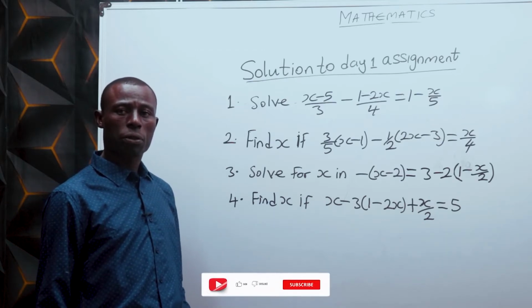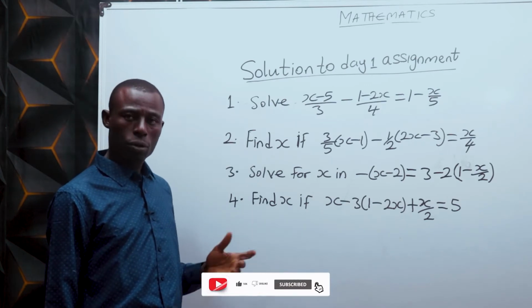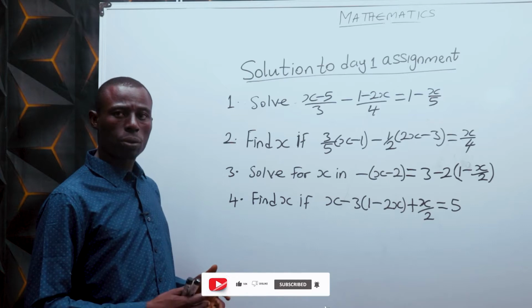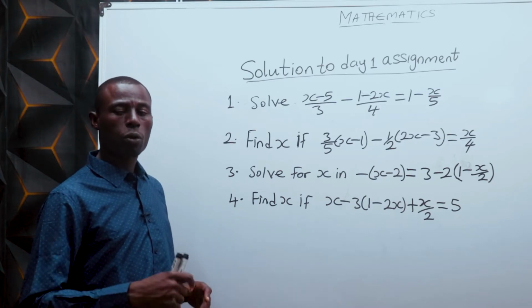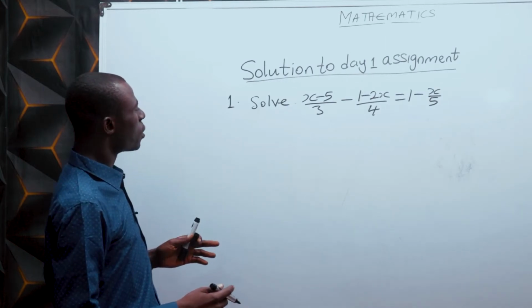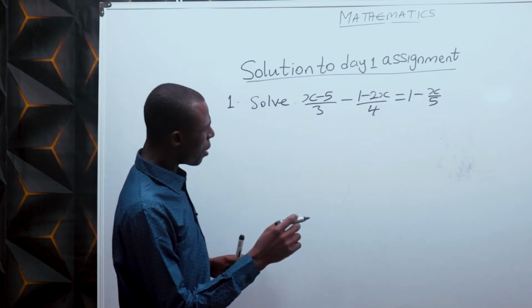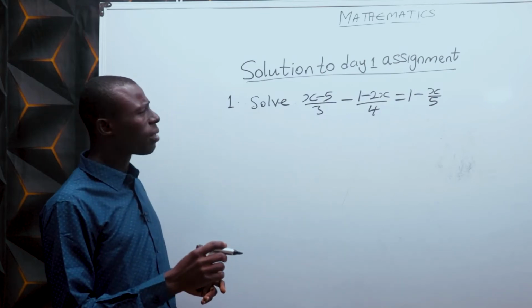In the last class, I gave you these questions as assignments. Today, I want to solve the questions before we move on to today's work. Question 1. Solve (x minus 5) over 3 minus (1 minus 2x) over 4 equals (1 minus x) over 5.